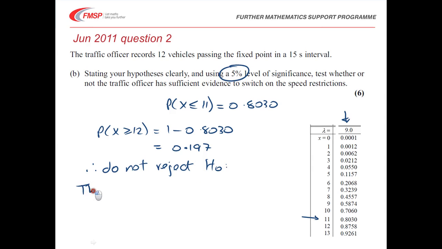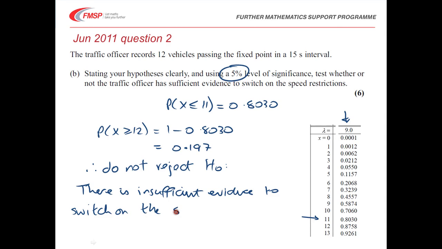Okay, so there is insufficient evidence to switch on the speed restrictions. Now you don't get the final mark in this if we don't mention this statement. So you must always make sure it gets contextualized back.